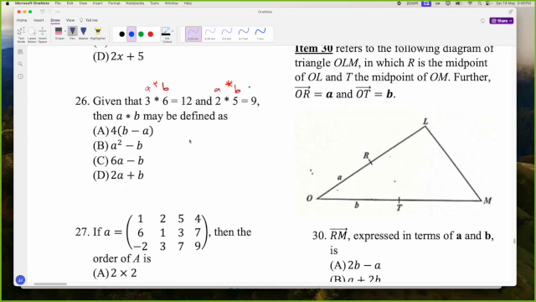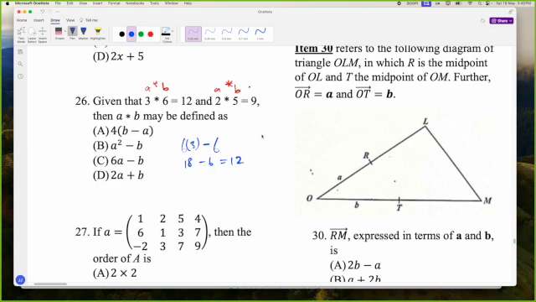The third one, 6A minus B is 12. A is 3, B is 6, sorry. I see a 6 here for B. So 6 3s are 18 minus 6 is 12. So it does work for the first one.